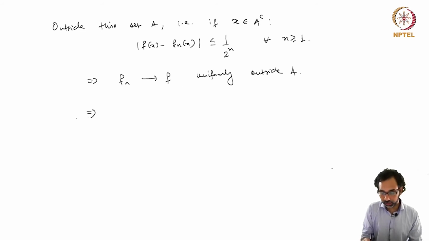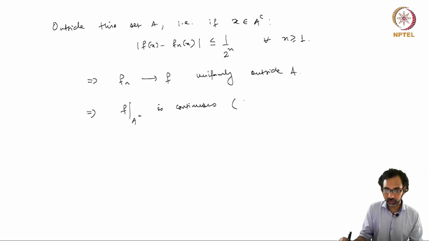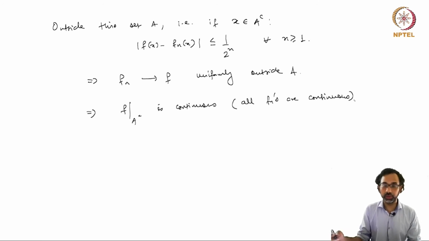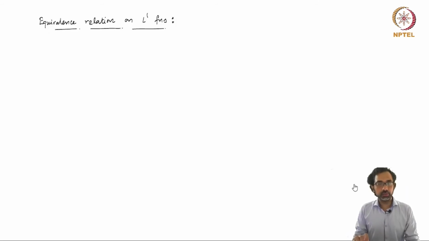This also implies that f restricted to A complement is continuous because all these f_n's are continuous. So uniform convergence of continuous functions gives you a continuous function. So this means that f, when restricted to the complement of this set A, is a continuous function, which proves Lusin's theorem.